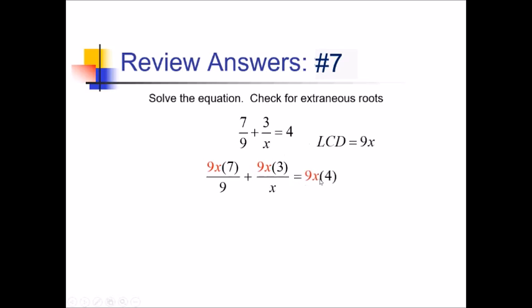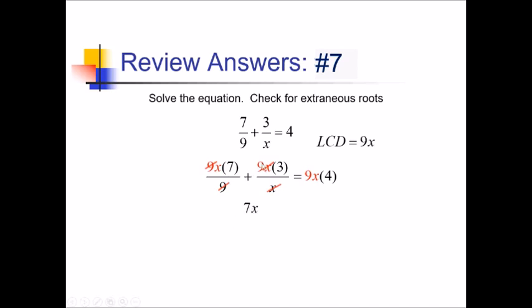Got to do the same thing to both sides of the equation. Going through now and canceling some things out. These 9's are going to cancel there. In the second fraction, the x's are canceling. And now I'm just going to go through and clean things up a little bit. So in the first fraction, we just have a 7x left over.